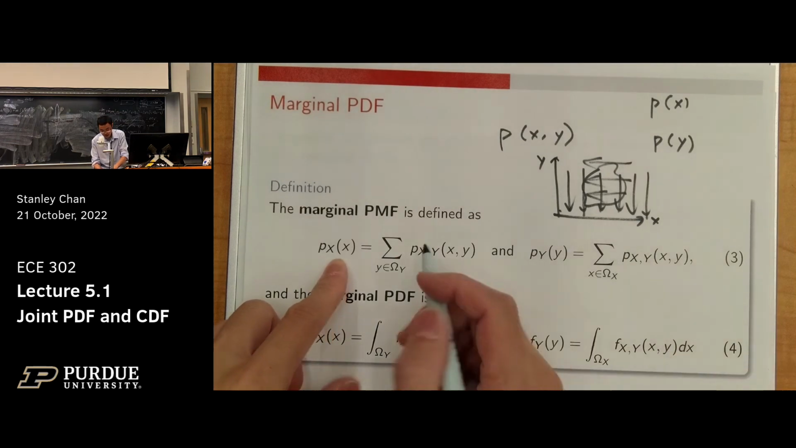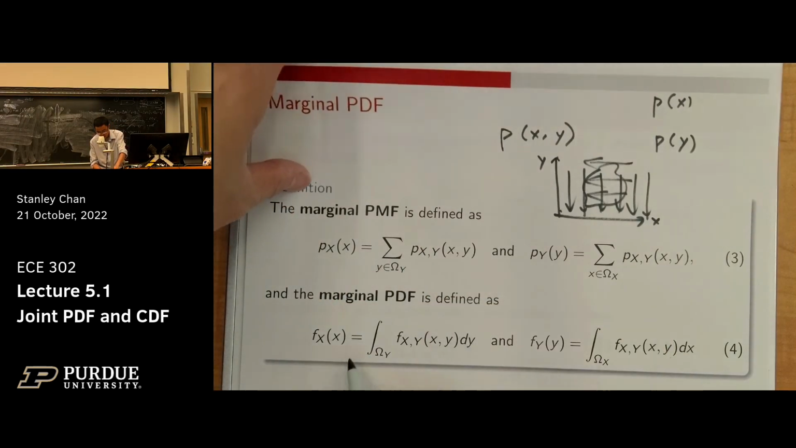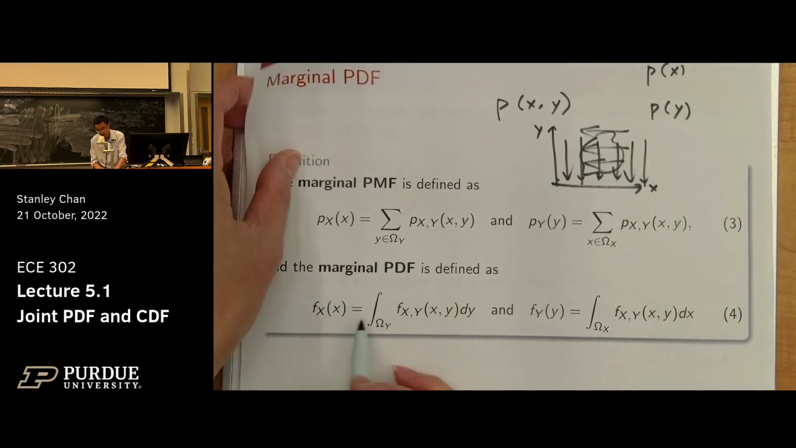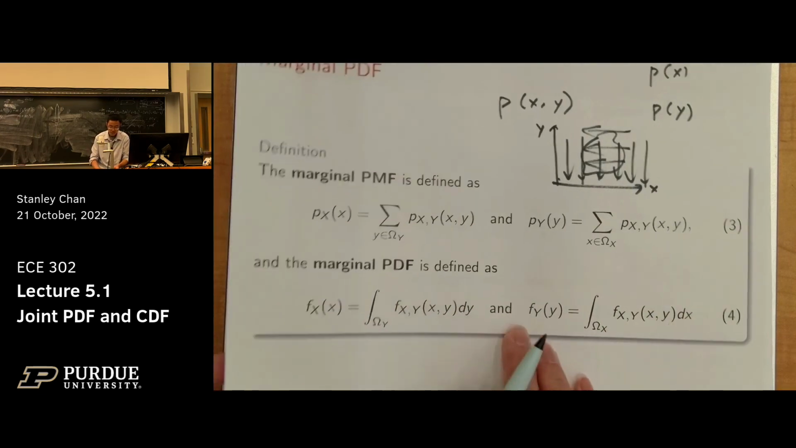So p(x) will be the summation over y. f(x) will be the integration over dy. So that's the marginal.